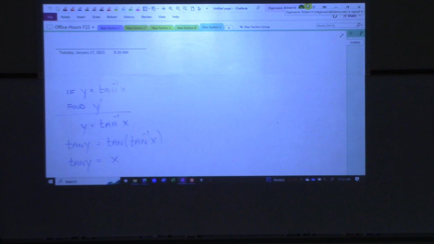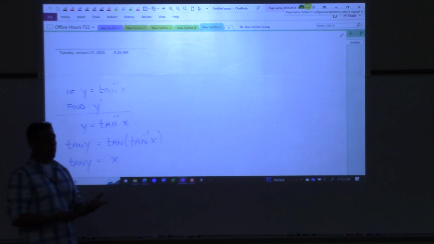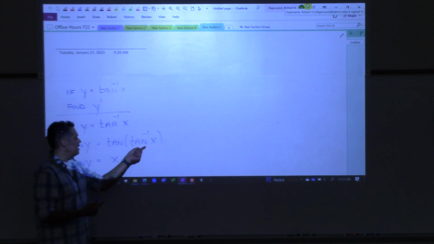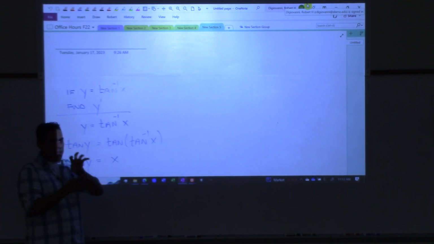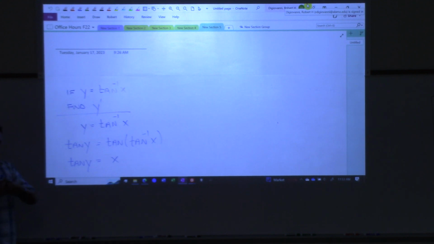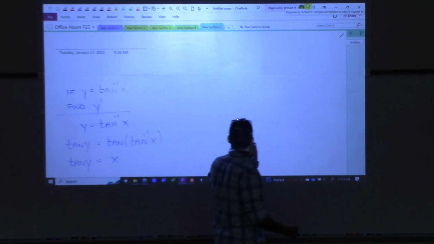It's not multiplication. I know what you're saying, this looks like multiplication. It's composition. You're taking tangent inverse and plugging it into the tangent function. So it's actually a function plugging into another function, which is composition, as opposed to multiplication, where you're multiplying two things together. Multiply 5 times 0.5, you get 1.